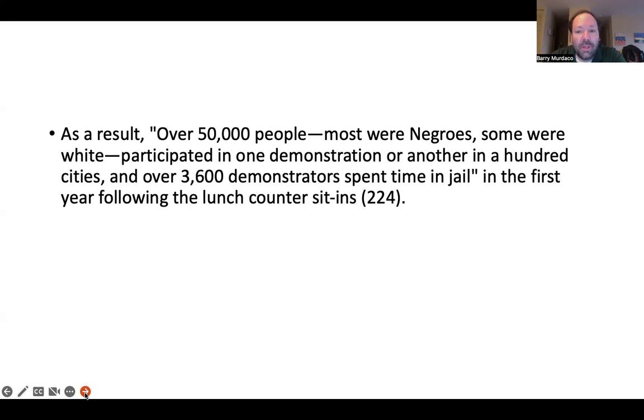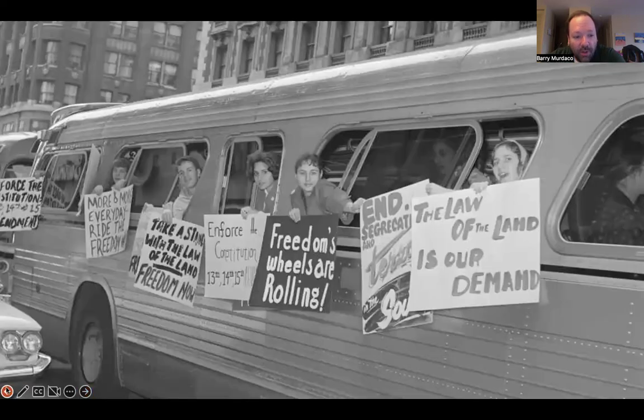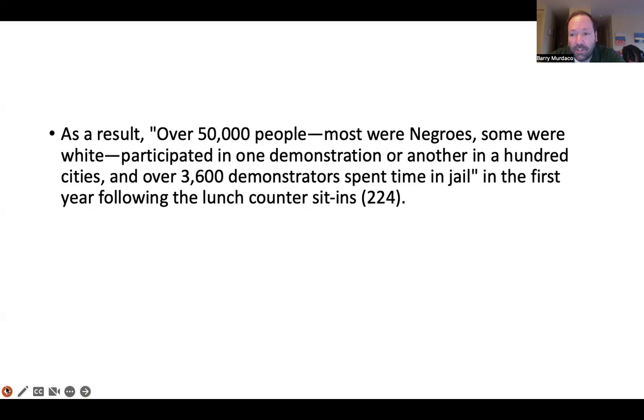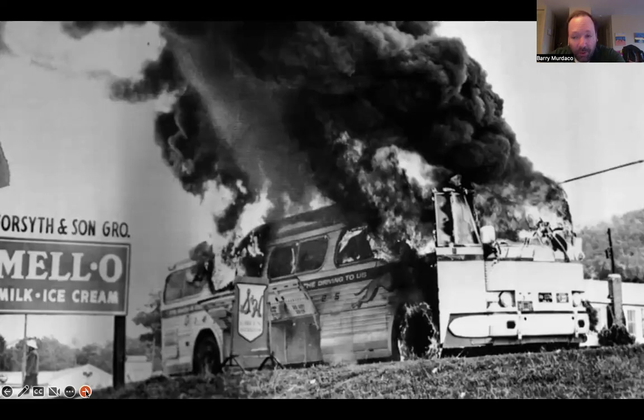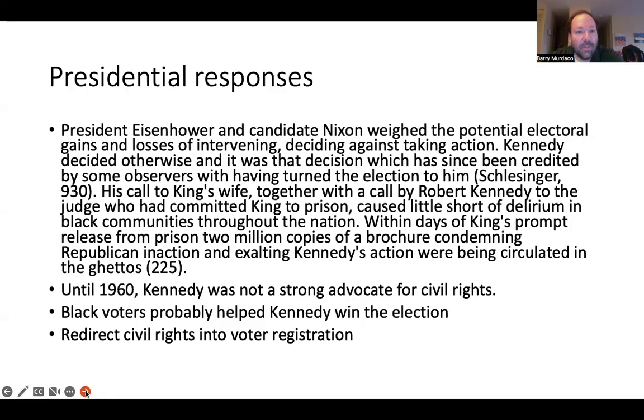As a result, over 50,000 people, most were black, some were white, participated in one demonstration or another in 100 cities, and over 3,600 demonstrators spent time in jail in the first year following the lunch counter sit-ins. So only a small amount actually got arrested, by the way, but a significant amount too. Obviously, you see a photograph of the freedom rides. Non-violent protests, but oftentimes met with violence here, as you can see. Many of the freedom riders were attacked when they got into the South.